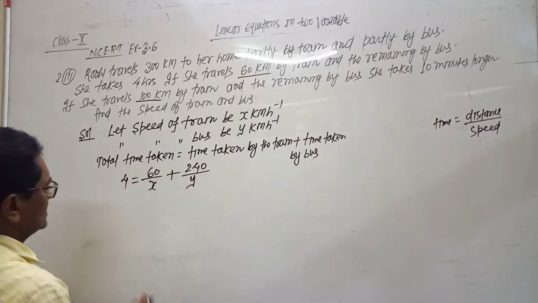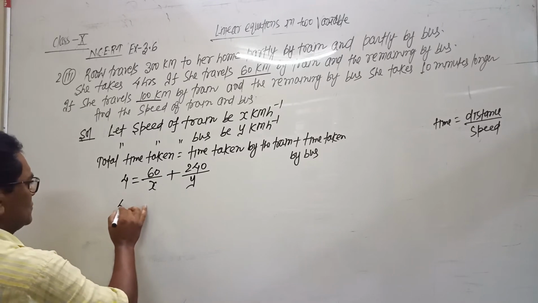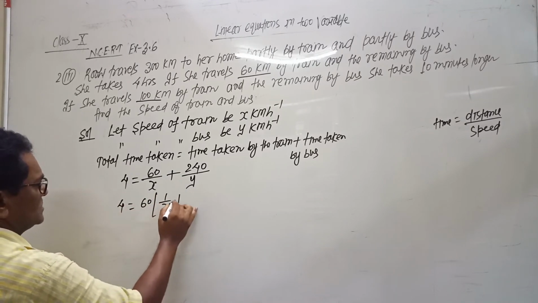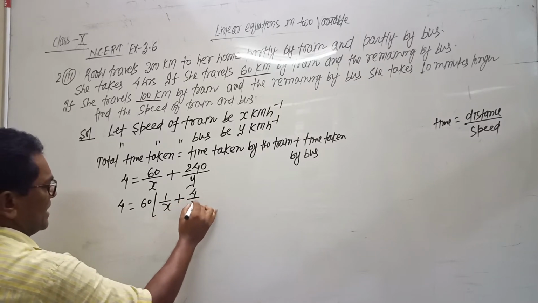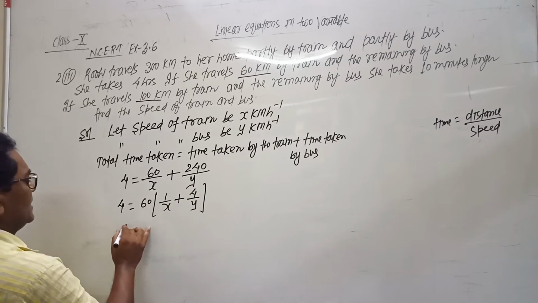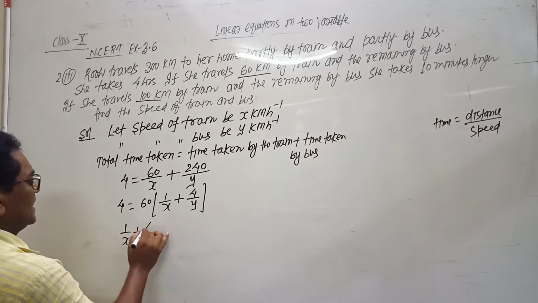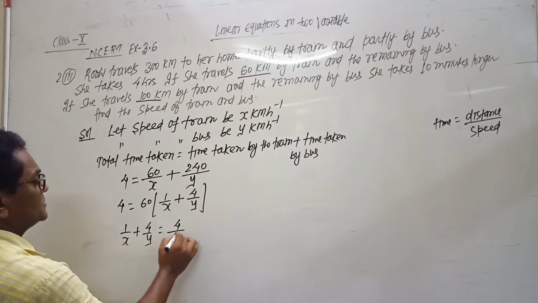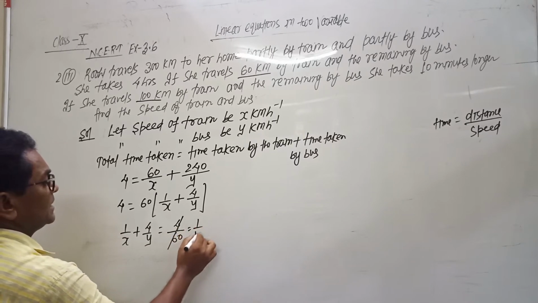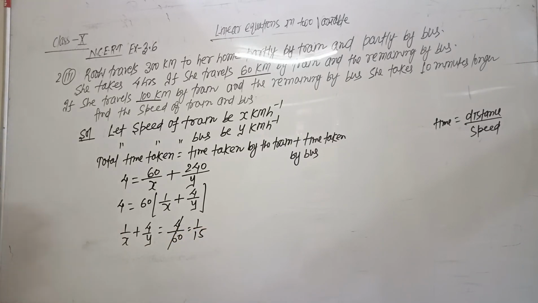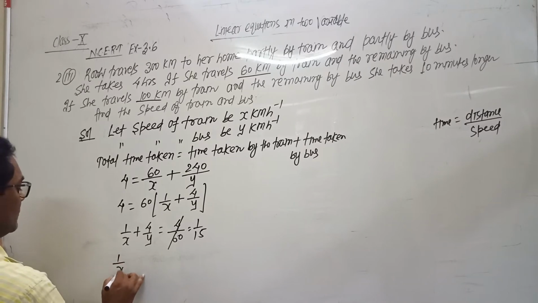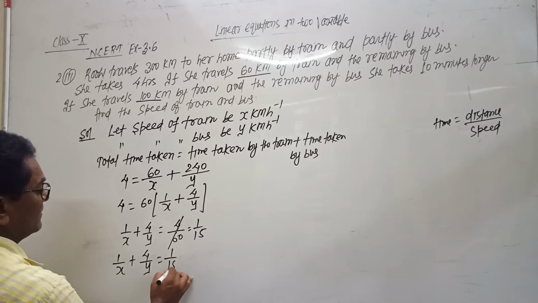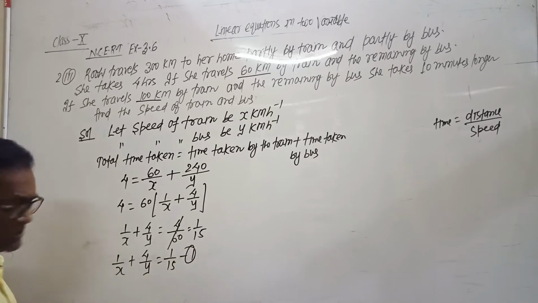From the RHS, we can take 60 as common. So 60 times (1 by x plus 4 by y) equals 4, so 1 by x plus 4 by y equals 4 upon 60, and the result comes to 1 by 15. So we get 1 by x plus 4 by y equals 1 by 15. This is the first equation.